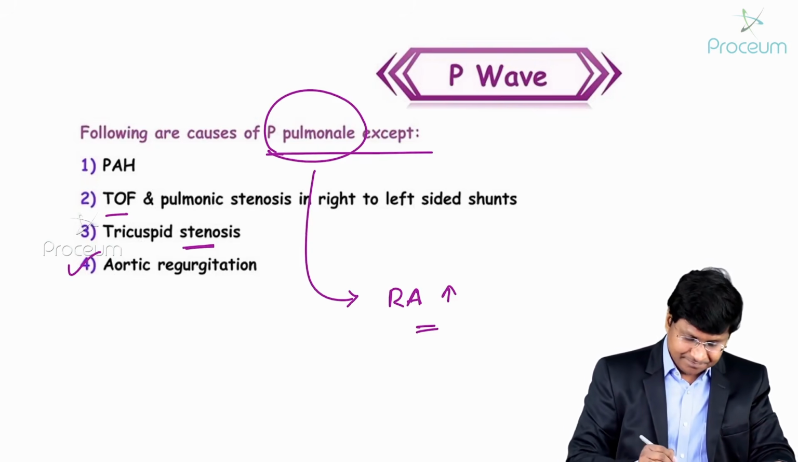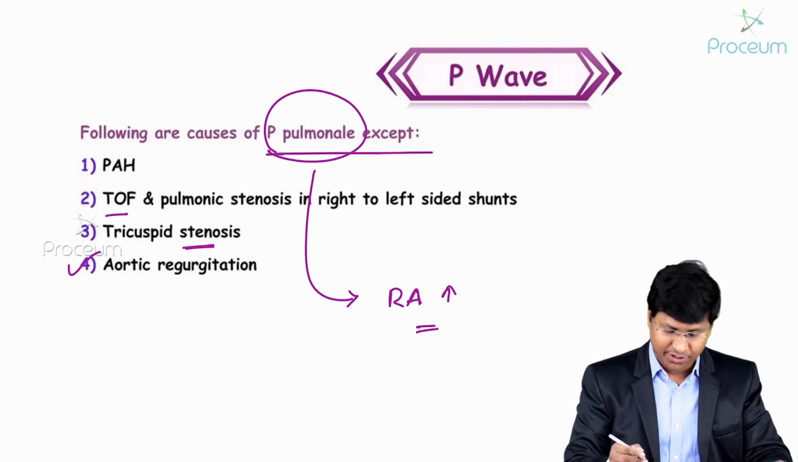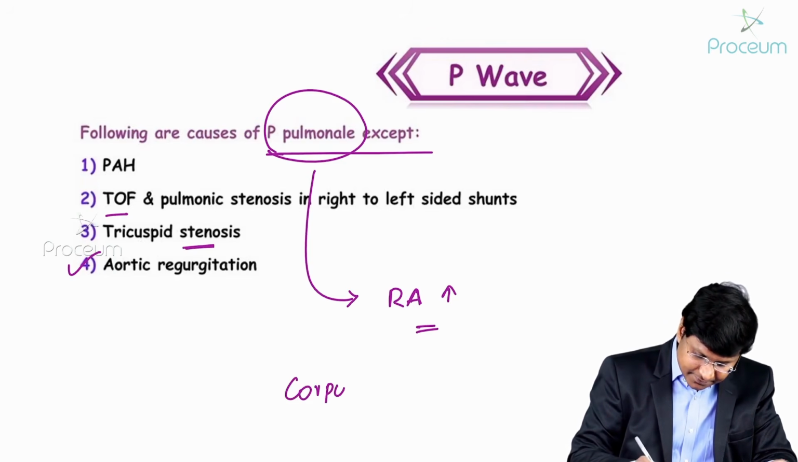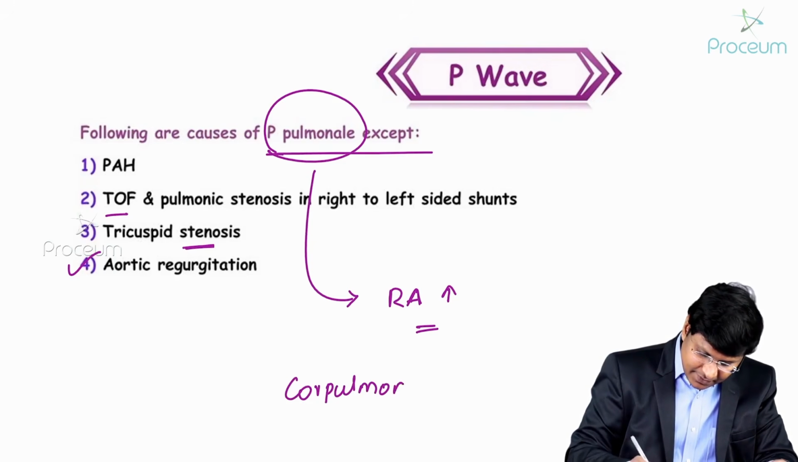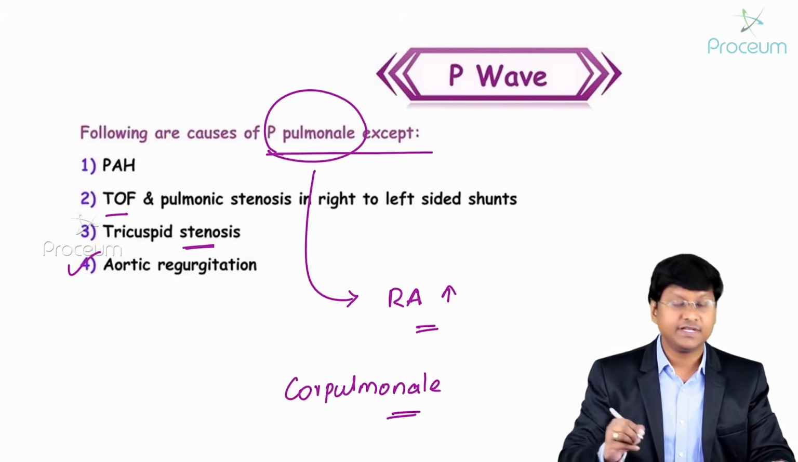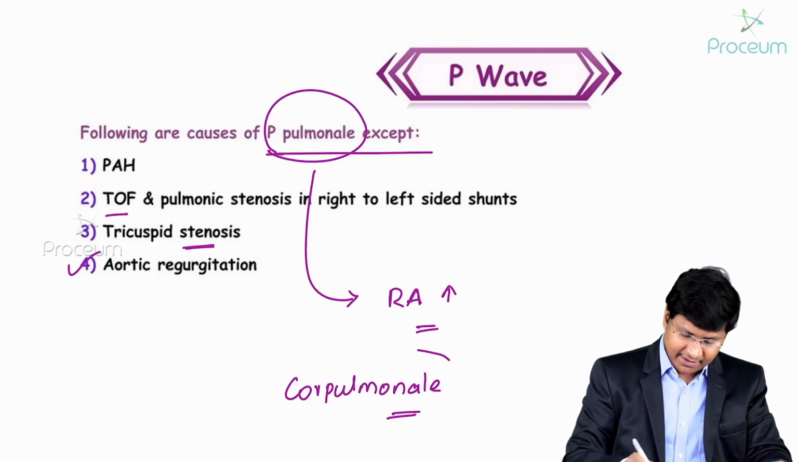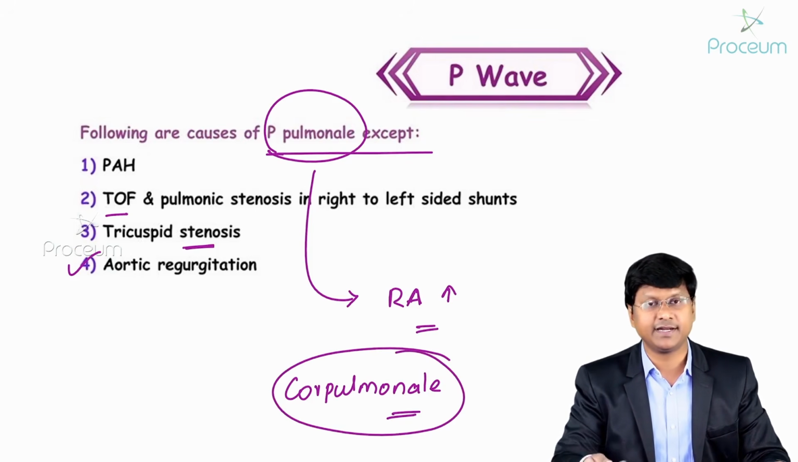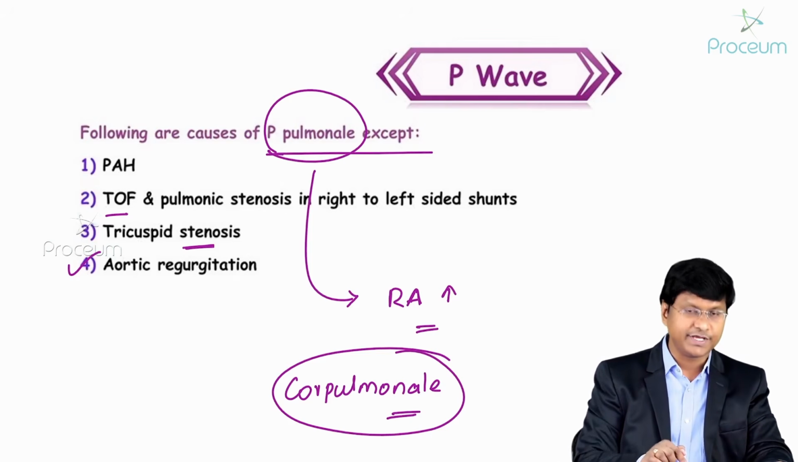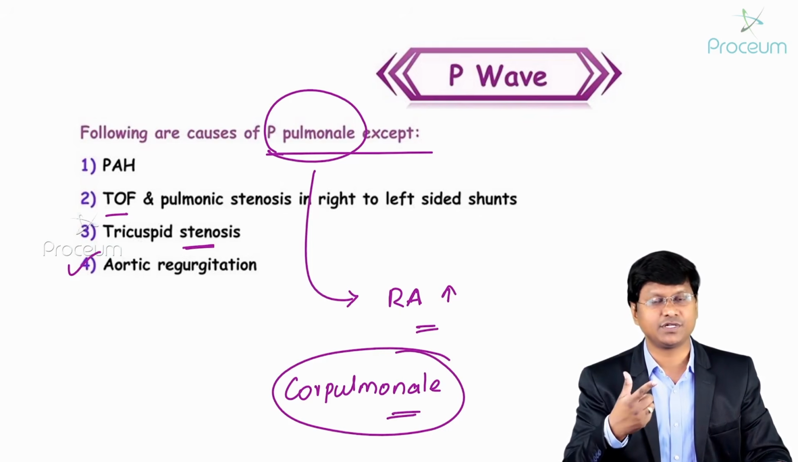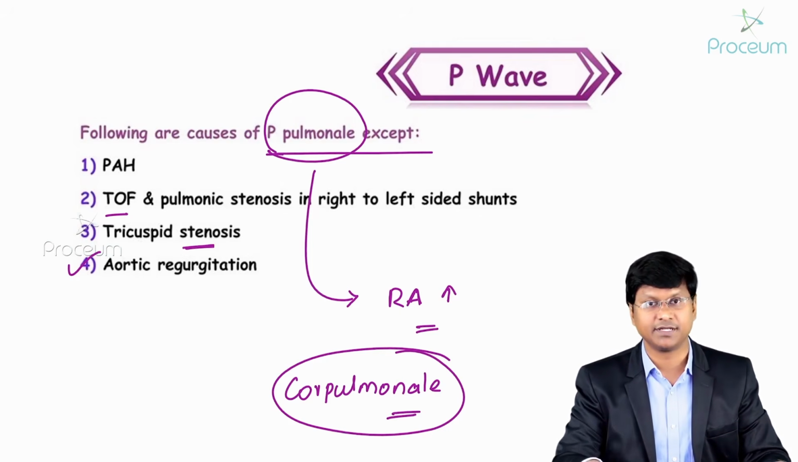The other important clinical scenario you need to remember is cor pulmonale. Even in cor pulmonale, you will have P pulmonale. Why? Again, the same reason: there will be right ventricular dilatation and hypertrophy, an increase in right ventricular end diastolic pressure, and subsequently an increase in right atrial pressure, and thereby the individual will have P pulmonale. So the conditions where you will have P pulmonale are pulmonary artery hypertension, tetralogy of Fallot, tricuspid stenosis, as well as cor pulmonale.